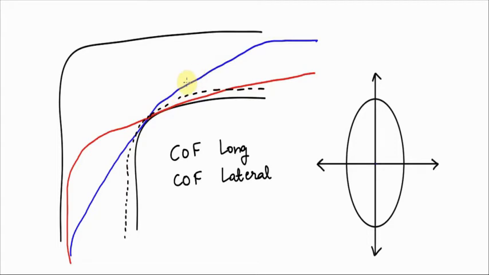But then he had to take the turn. So what he is doing is, now he requires the maximum coefficient of friction for the forces on the lateral axis. Because he is taking the turn, the lateral forces will be acting on his tires, and hence he'll require the maximum amount of friction.